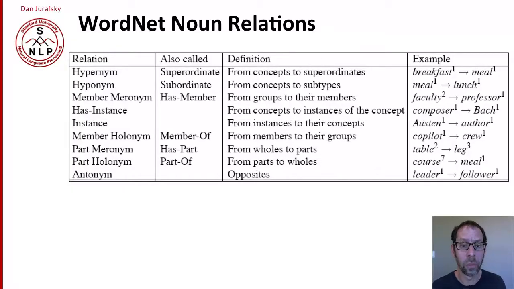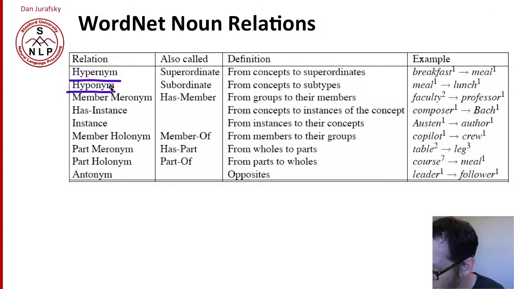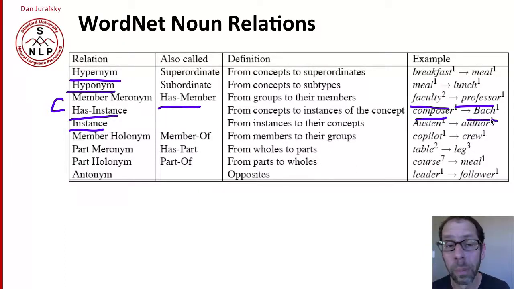Now, WordNet has a lot of relations. We've talked about relations before. So we have hypernyms and hyponyms, but WordNet also has relationships like member. So the relation has member. So for example, a group like faculty has members like professors. It has instances. We talked about instances. So the relationship between composers in general and the one composer, Johann Sebastian Bach. Of course, there's more than one Bach.